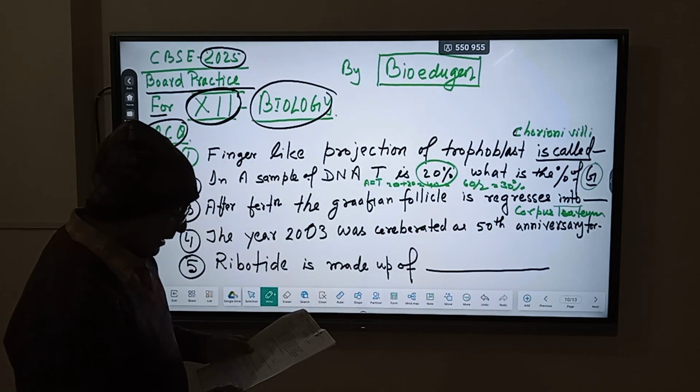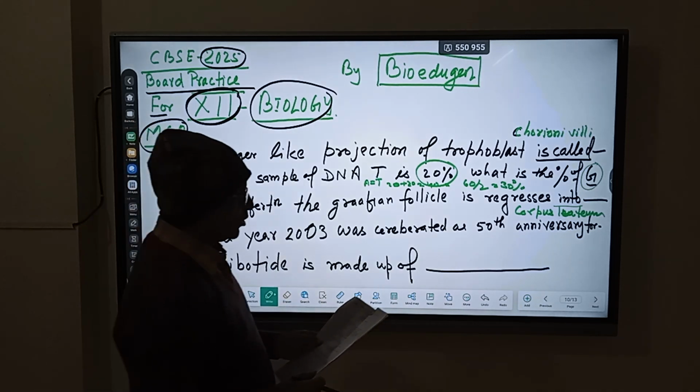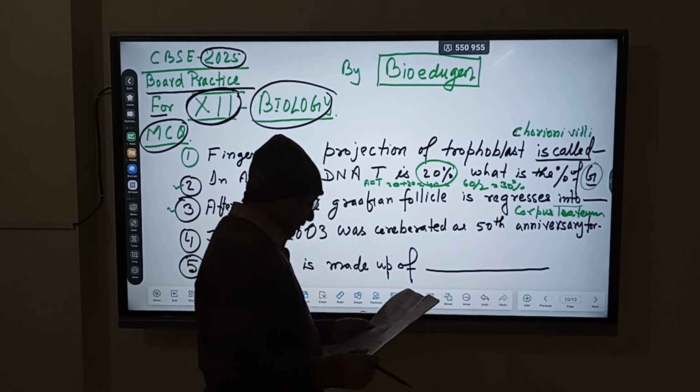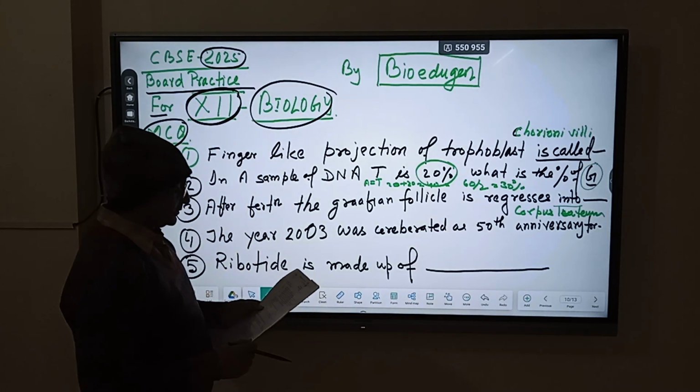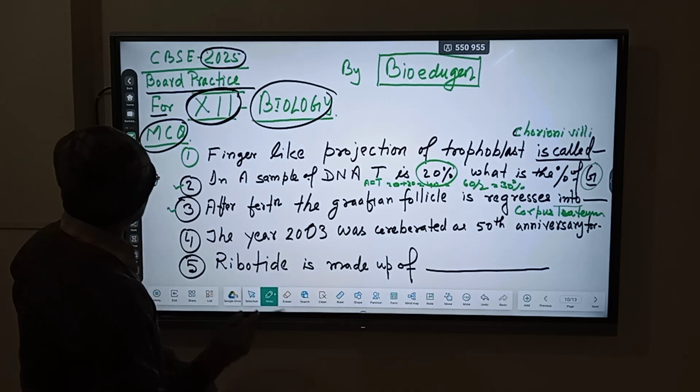Corpus luteum is the correct answer. And now the next question, the fourth question.